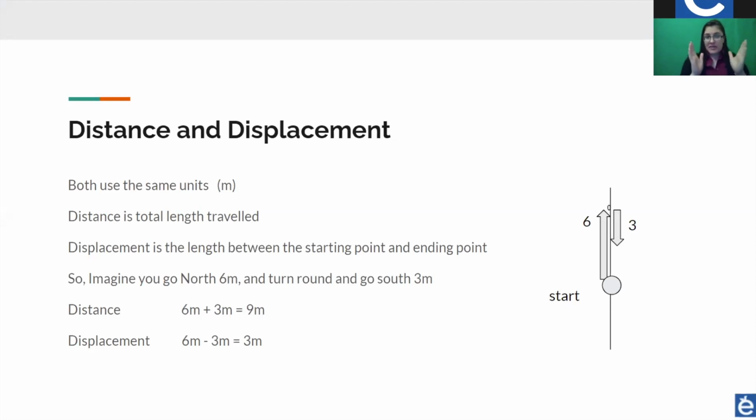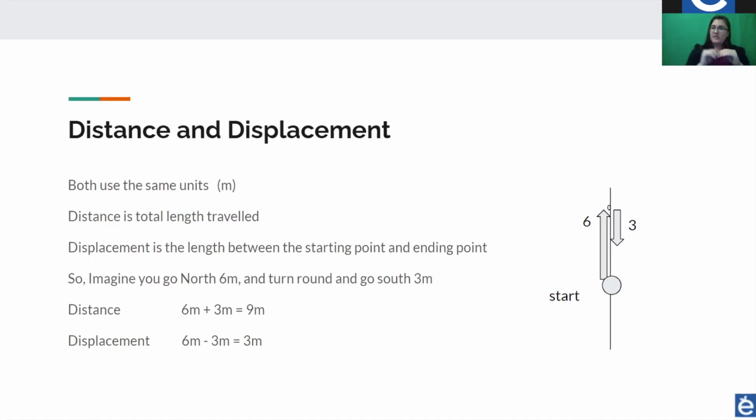First, a quick definition. We've got distance and displacement. What's the difference? Well, they both use the same Système International units, meters, but here's the difference. Distance is your total length traveled, while displacement is the length between the starting point and the ending point. In my example, go north 6 meters and south 3 meters.